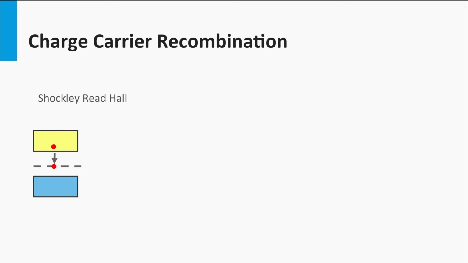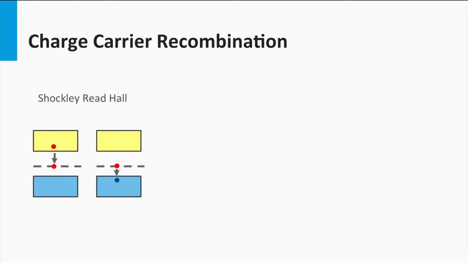Let's start with the last one, Shockley-Read-Hall recombination. The origin of this mechanism is the trapping of a mobile electron at defects that have an energy state in the bandgap. The electron is trapped until a mobile hole finds the electron, after which both charge carriers recombine.